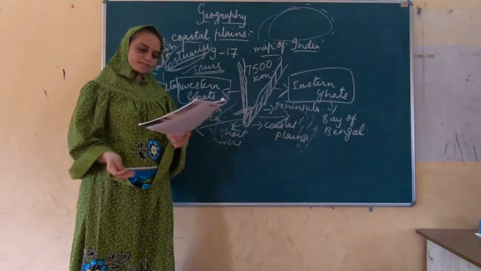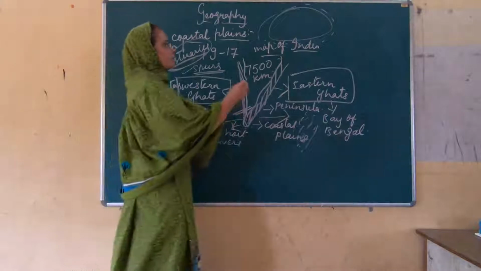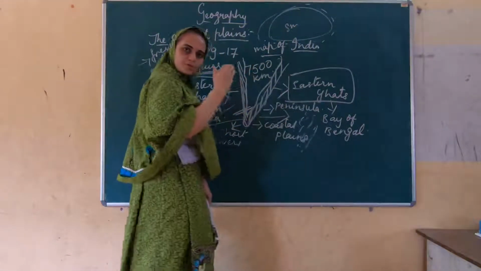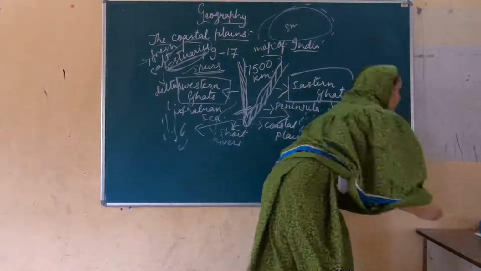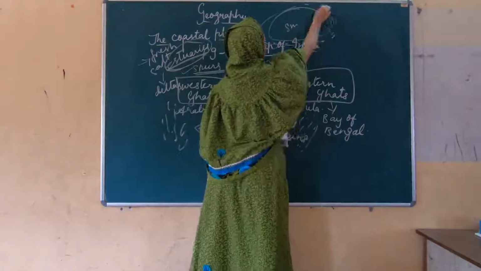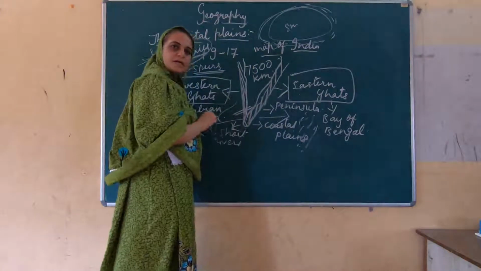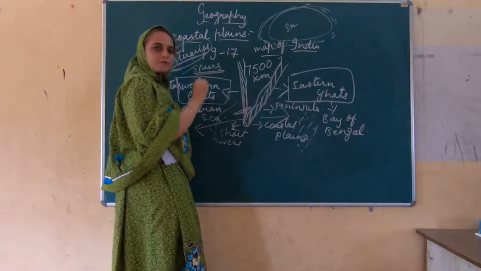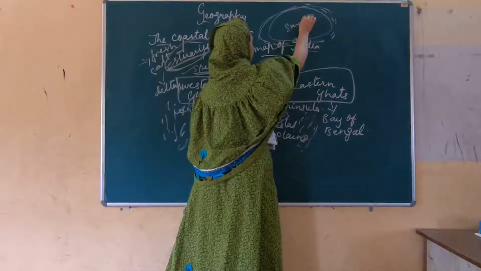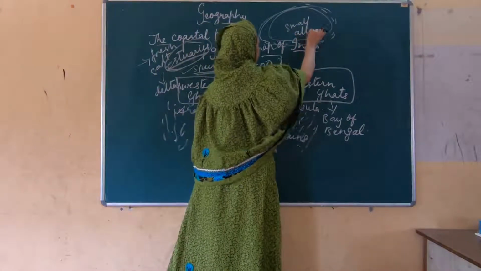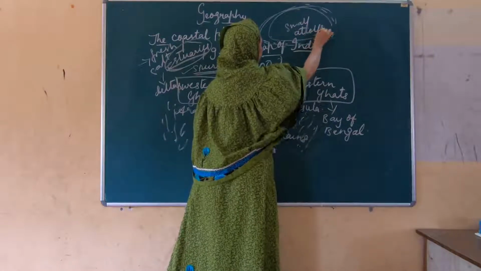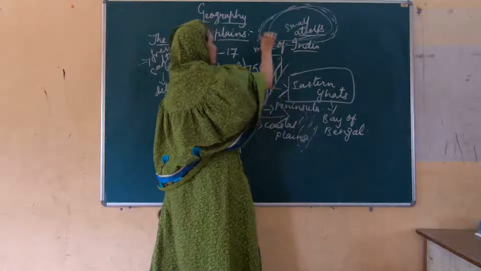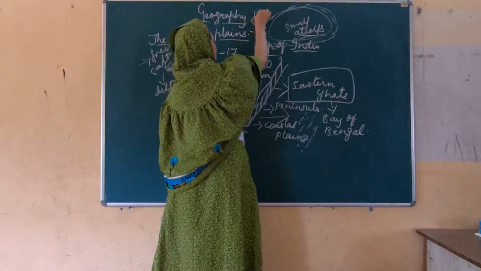They are small in extent and not very high. So this is the major physiographic division, and this is one of the characteristic features of the islands of Lakshadweep. They are small and atolls are formed. So what are atolls? A ring-shaped island where there are lagoons.